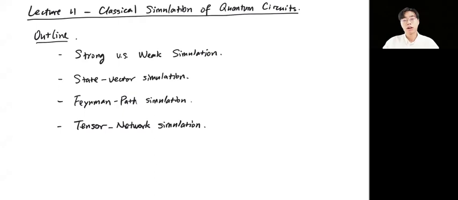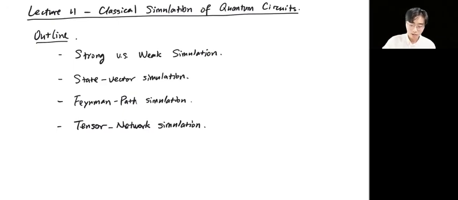Today we are going to talk about the topic of classical simulations of quantum circuits. And in particular, this is the outline. First, we're going to introduce two different definitions of classical simulations, namely strong and weak simulation of quantum circuits. And then we're going to talk about three different approaches and analyze their trade-offs in terms of runtime and memory.